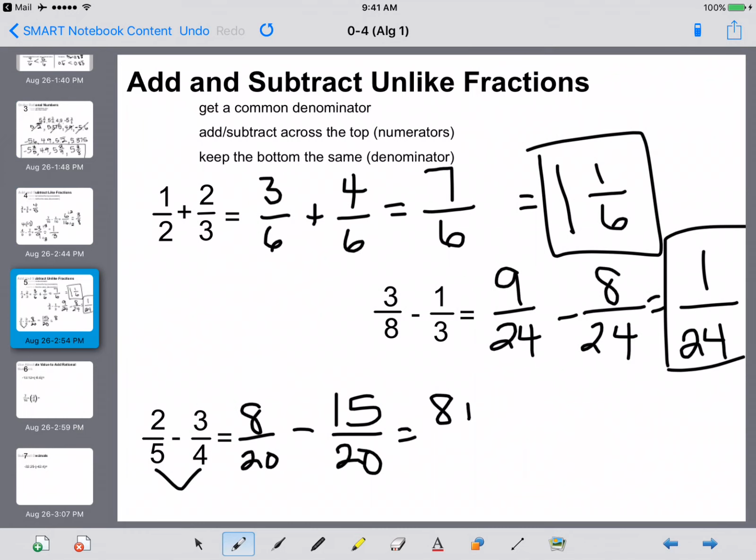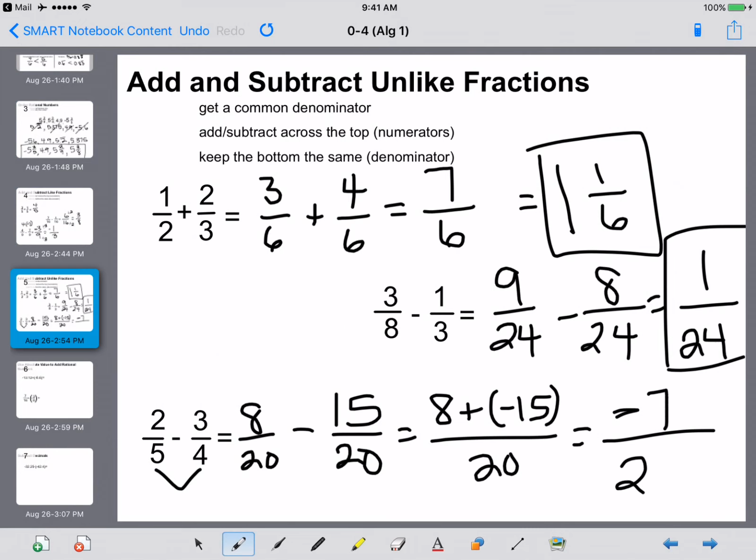Subtracting a number is the same as adding. It's negative. So negative 15 and 8, the larger absolute value of the two is our negative 15. So our answer is going to be negative. 15 minus 8 gets us 7. And then our denominator stays.